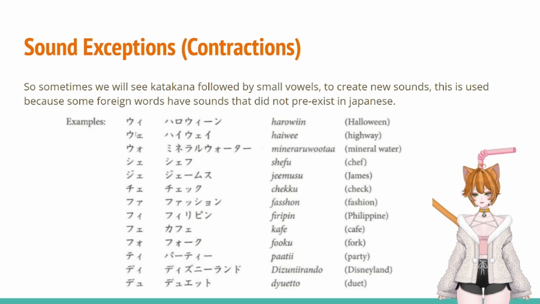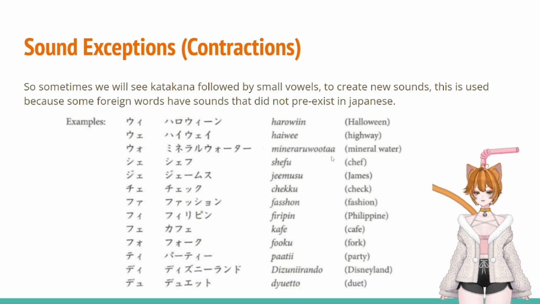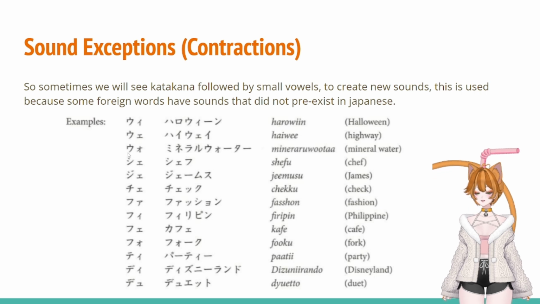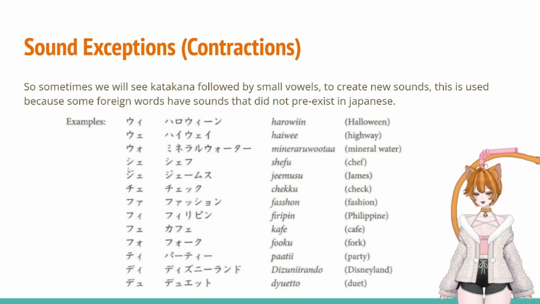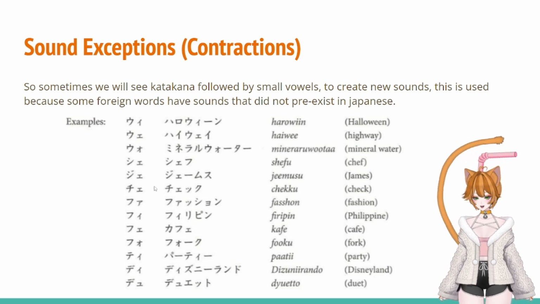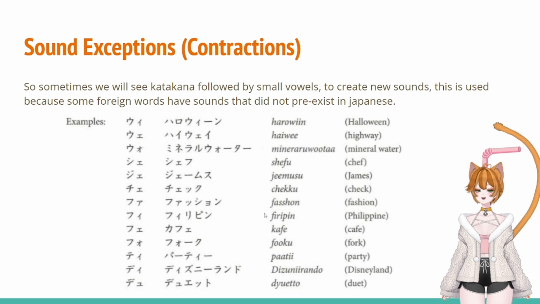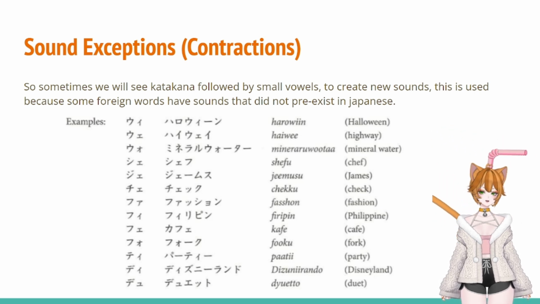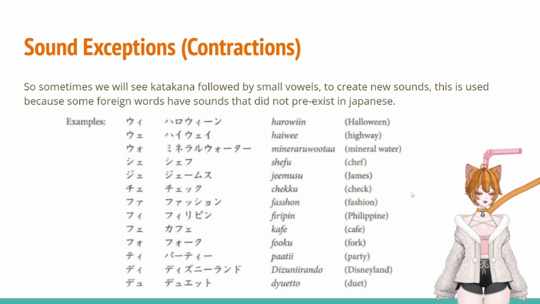Highway. U-E. I'm not going to try to pronounce this because last time I did it, it sounded ridiculous. I think you will hardly ever see someone say mineral water. But anyways, we have uo. And then here we have she, je, che. I think we get the general idea here. Sometimes we will just have katakana that have small vowels to create those foreign sounds that they may not have in Japanese already.